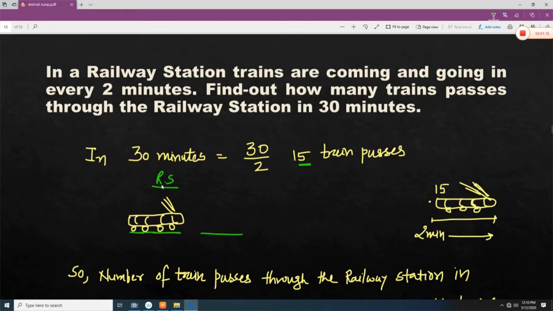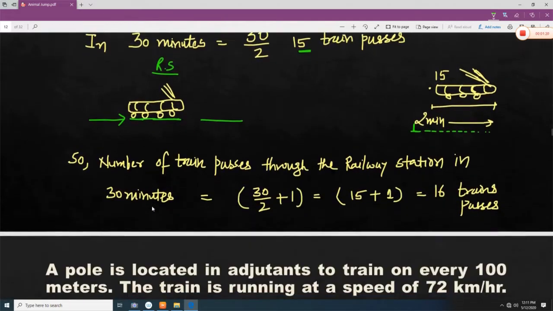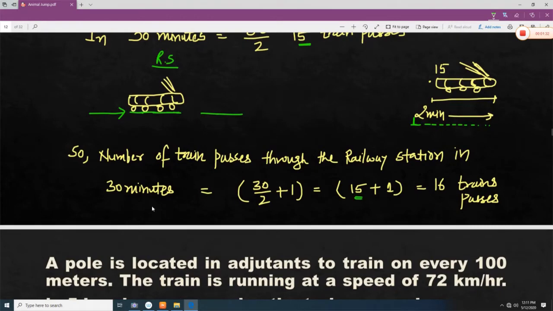But exactly at the 30 minutes, this train is going out and another train is coming inside. So one extra train in 30 minutes of time. So the total number of trains will be 15 plus 1, so a total of 16 trains pass in 30 minutes. You cannot stop at 30 divided by 2, which is 15. No, because at the end of the 15th interval, the 2 minutes are completing over here, so one train has already entered the station. So there are 16 trains.